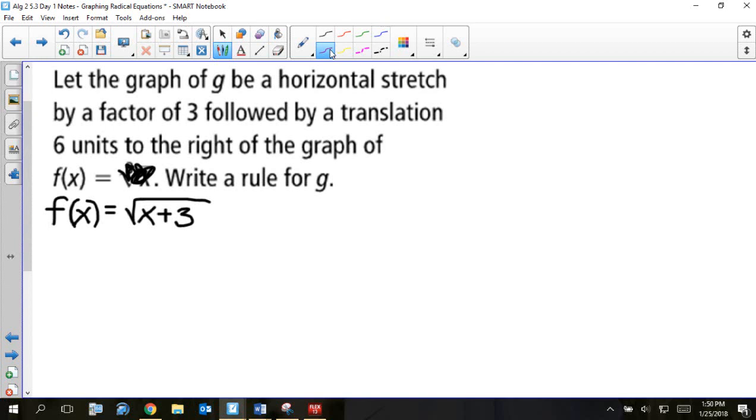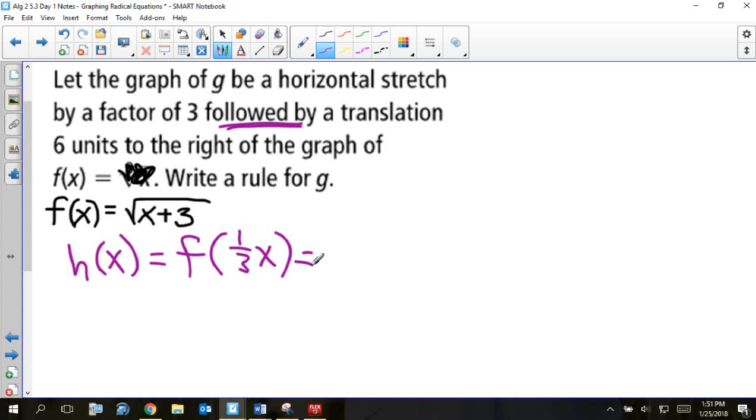This says, let the graph of g be a horizontal stretch by a factor of 3, followed by, simplify, a translation 6 units to the right of the graph. So the first thing we have to do is a horizontal stretch by a factor of 3. So I'm going to have h of x. That's going to equal our f function, but what am I going to do inside since it's horizontal? Horizontal stretch factor of 3, what should I do inside? Reciprocate it, so what am I going to write? 1/3 x.